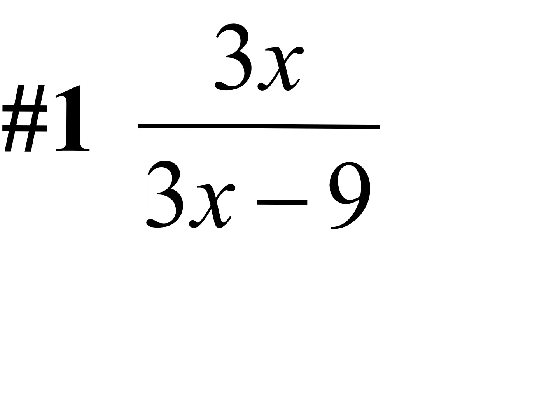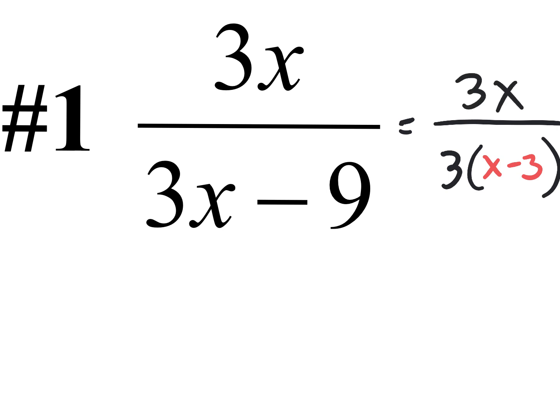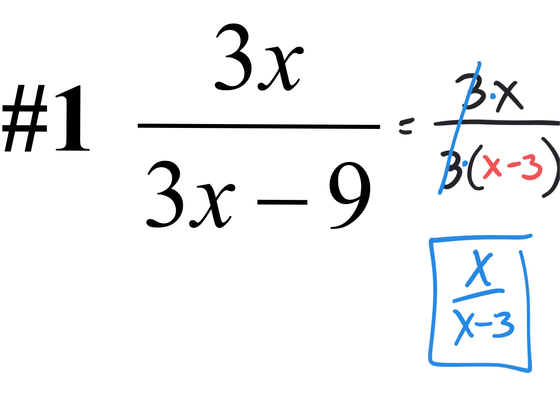We could pull out a 3 from the bottom, right? Now you could write it over here on the side, say 3, like that. What's going to be left over on the inside? X minus 3, right? And up on top, you're not going to do anything. You're just going to put it right there. And now on top you have 3 times x, and on the bottom you have 3 times the binomial x minus 3. Now that you have the multiplication, you're able to cancel the 3 with the 3, leaving you your final answer, x over x minus 3. And of course, do not cancel those x's because there's a minus sign right there.